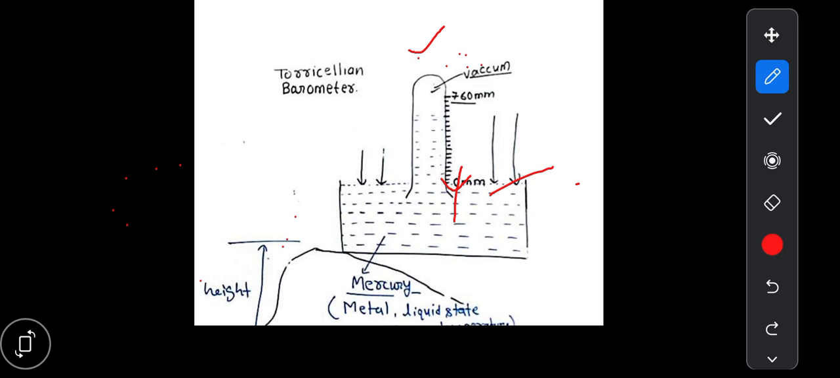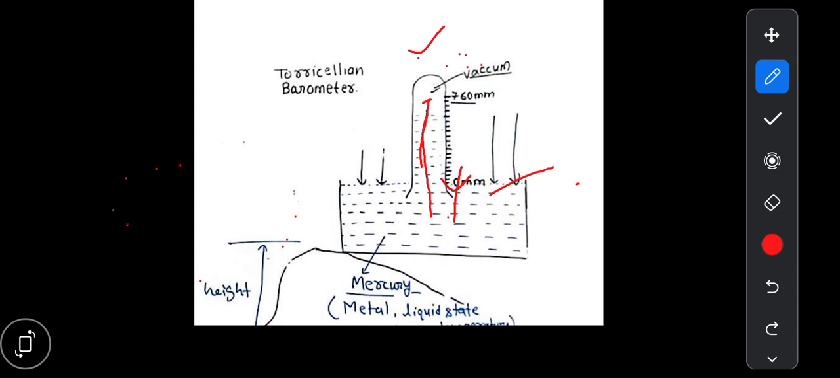And if the atmospheric pressure is increased, the level of the mercury will be higher. So that is the working of barometer, and it is quite simple. Let me conclude that, we can say if the atmospheric pressure is higher, then the level of the mercury will rise in the tube.